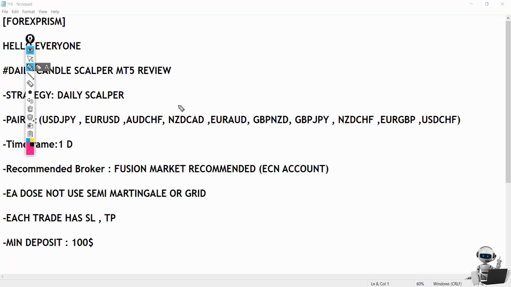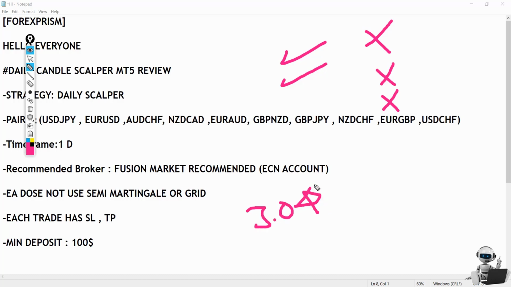Each expert advisor has advantages and disadvantages, and for this EA, my conclusion is: we have amazing live results, but the EA uses semi-martingale, it uses grid, and it is a little bit risky. We have a $1000 minimum deposit, which is a little bit too much, but the algorithm is advanced. It's not like a typical or classical grid or martingale. So I will give this EA 3.0 stars out of 5, and I believe this is a fair and honest review for this EA. I hope you enjoy it.